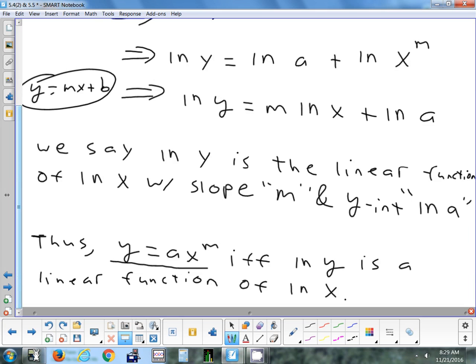So what this is getting at is basically you can use a power model for the data as long as ln y is a linear function of ln x. That's how you can tell whether or not you should use a power model.